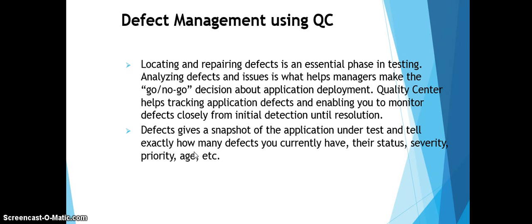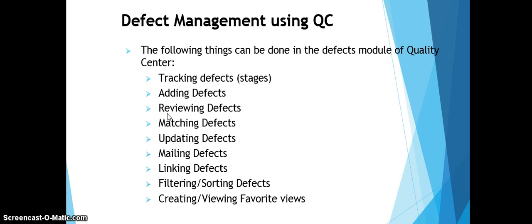As we all know, locating defects is very important in testing. It's the basis on which software quality is measured. Quality Center helps track defects and enables us to monitor them with respect to requirements as well. Defects also give us a snapshot about the application we are testing: how many defects we have, what is the severity, priority, the age, etc. So you can track defects, add, review, and link defects. This is all possible in Quality Center.